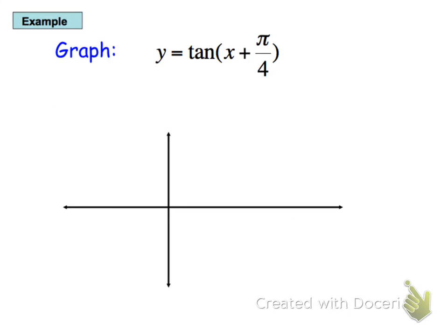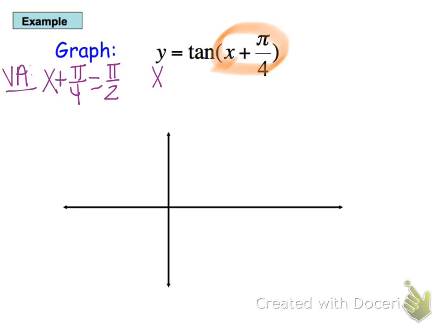Let's take a look at one last example. So we have the tangent of x plus pi over 4. The same process, we'll start by finding our vertical asymptotes. Now again, you're going to take the thing that you're taking the tangent of, so the x plus pi over 4, and set it equal to pi over 2, and once again, x plus pi over 4, and set it equal to negative pi over 2.